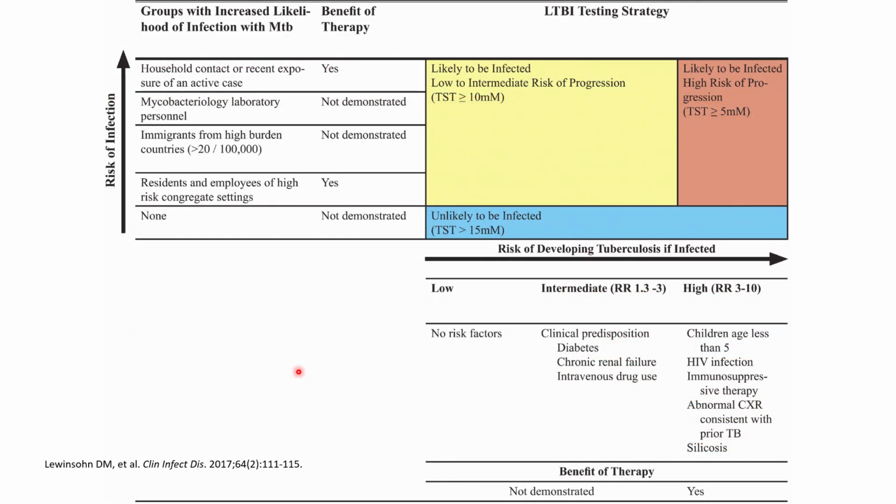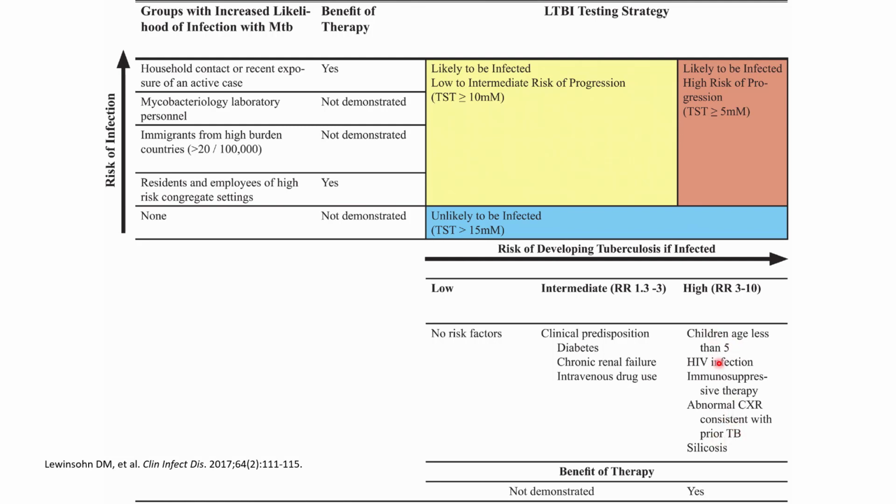Now, when you diagnose latent tuberculosis infection, not everybody is likely to transition into active TB. Some populations are at higher risk. The higher risk of progressing from latent to active is typically seen in children aged less than 5 years, HIV infection, people who take immunosuppressive therapy, such as organ transplant patients, and patients who had an abnormal chest x-ray consistent with prior TB, so if they've had active TB before, they're more likely to have TB again, as well as silicosis, which is basically a form of occupational lung disease caused by inhalation of crystalline silica dust.